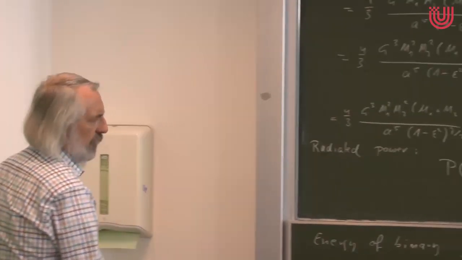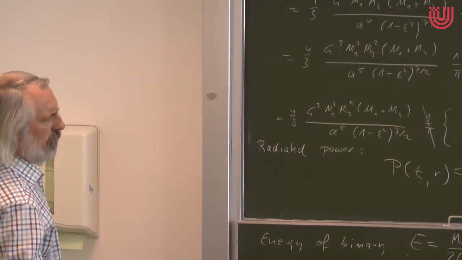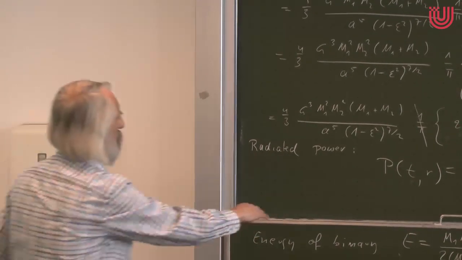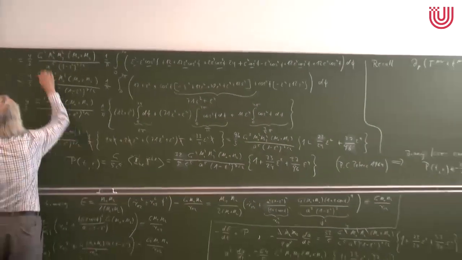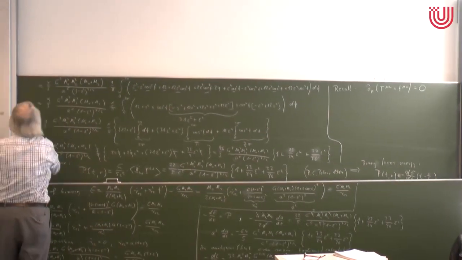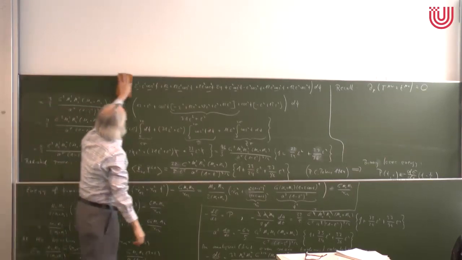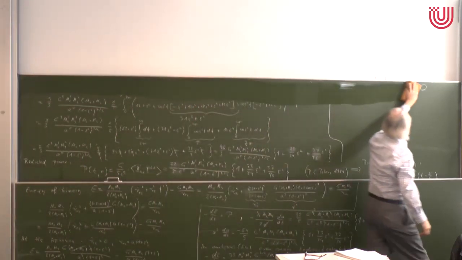So we will now specify these formulas. Which one do we need? The formula for the A. I should not erase this. We will specify this to circular orbits and discuss this a little bit further.